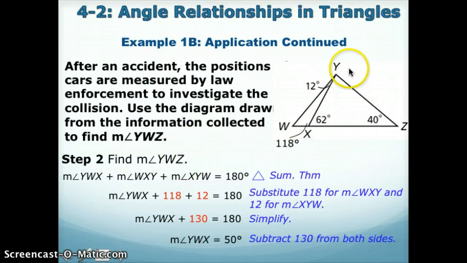Notice that the question asks for ywz. Notice that that angle and w or ywx are the same angle because x and z are on the same line. So you can name it either way, but they're really the same angle.